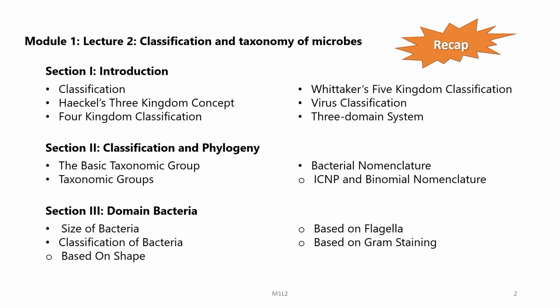Before we begin, let us have a recap of the last lecture, lecture number 2, which was on the classification and taxonomy of microbes, and this particular lecture is also a continuation of that last lecture. There we had studied various classification concepts, starting from the 2 kingdom to 3 kingdom to Whittaker's 5 kingdom classification, and then finally we studied the classification and phylogeny, where we studied the basic taxonomic unit and the bacterial nomenclature including ICNP and binomial nomenclature.